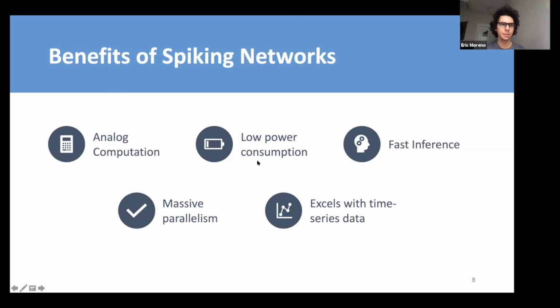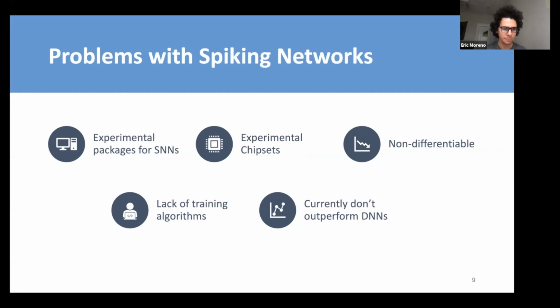So some of the benefits of spiking neural networks include analog computation, low power consumption, fast inference. You can parallelize these systems, and they're excellent with time series data, but they don't come without their problems. A lot of the packages for implementing these SNNs are experimental. It's an up-and-coming field. You have experimental chipsets to natively run these spiking neural networks, and I really think there's only one chipset from Intel.